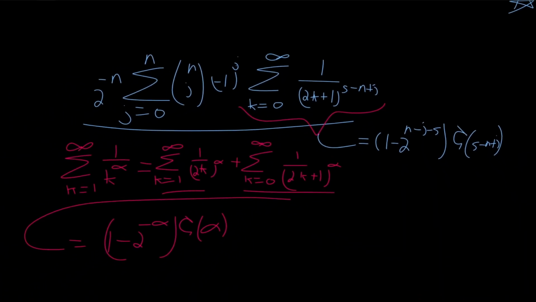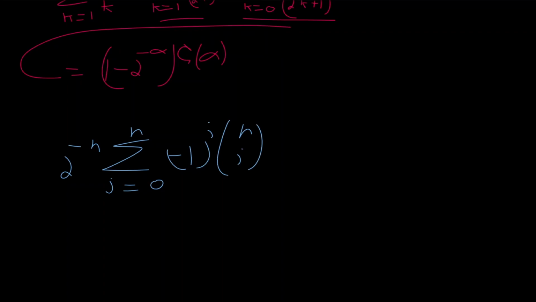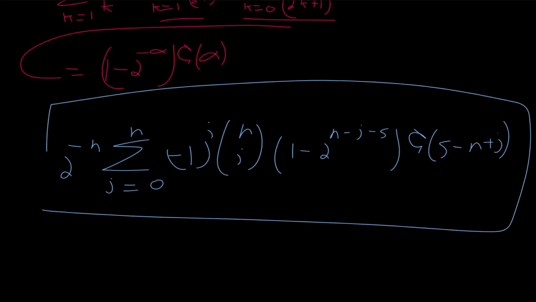So to write it all out succinctly, so we get a nice little answer, the formula for the sum is going to be 2 to the minus n times the sum from j equals 0 all the way up to n of negative 1 to the j, and then n choose j, times 1 minus 2 to the n minus j minus s, and then just times zeta of s minus n plus j. And that right there, ladies and gentlemen, is just going to be our answer for today.